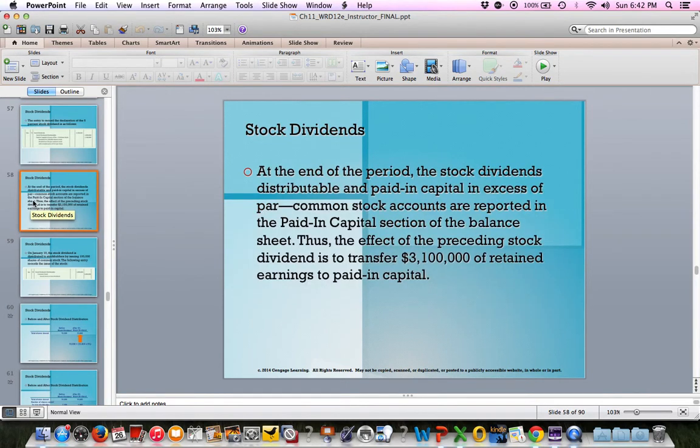So at the end of the period, the stock dividends distributable and paid in capital in excess of par common are reported in the paid in capital section of the balance sheet. Basically, the effect of the preceding stock dividends is to transfer $3 million of retained earnings to paid in capital. It's just a matter of moving equity from one section to the other. Retained earnings would go down, but paid in capital would go up. Total equity still stays the same.